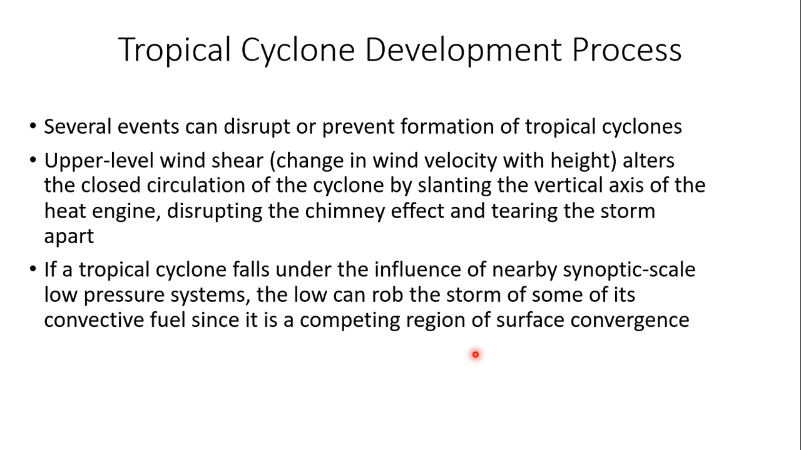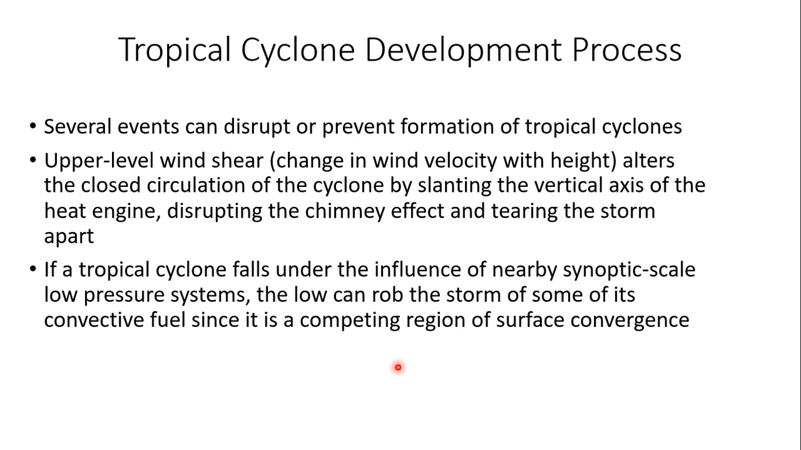If a tropical cyclone falls under the influence of those nearby synoptic scale low pressure systems I talked about, especially in the fall, in October and November, where the polar front jet stream starts moving further south and you get stronger extratropical or mid-latitude cyclones dipping further into the tropics, if you get these kinds of influences with the jet stream tending to increase the wind shear, it can rob the storm, a tropical cyclone, of some of its convective fuel, since it's competing in a competing region of surface convergence.